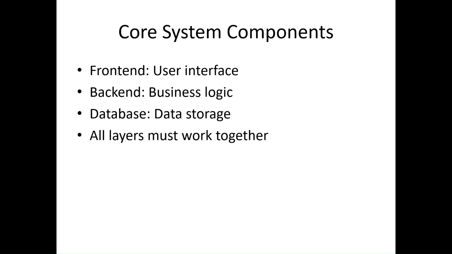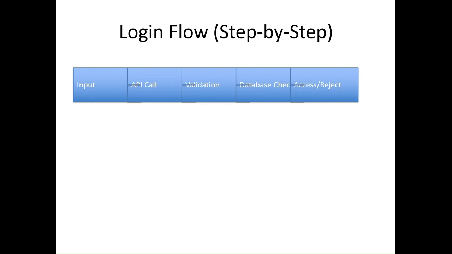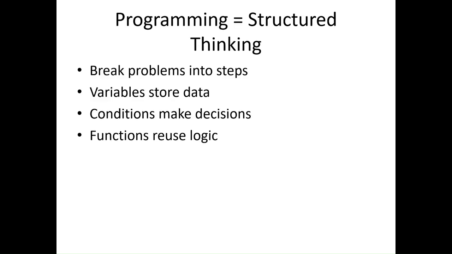Now, core system components, of course, which is what I've explained. The front end, that's the user interface. The back end, which is the business logic. It controls all the logic, how we react to this, and the behavior that will occur. And then the database, which is the data storage. And all of these layers must work together. Now, this is the login flow, step by step. So you put in an input, it's an API call, validation, database check. Then it checks whether that user is registered in the database or not. Then it either accepts or rejects that user.